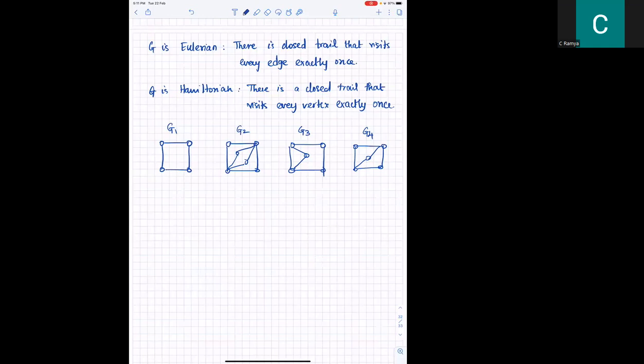So is this graph G1 Eulerian? Yes. So this is an Eulerian trail. Is G1 also Hamiltonian? It is, right? The same Eulerian cycle is also a Hamiltonian cycle. So this is Eulerian and Hamiltonian. What about G2?